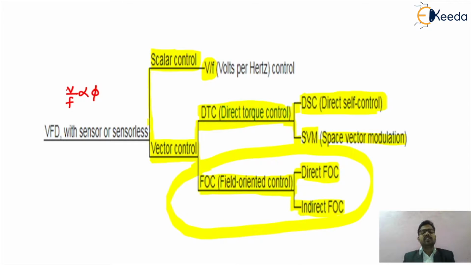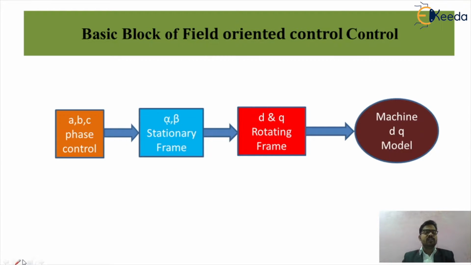because from the previous videos we have already discussed the scalar control and the direct torque control. Now we can concentrate on the field oriented control of the induction motor drive. So friends, let's begin with the different concepts of the field oriented control scheme of the industrial drive. First of all we can understand the basic block diagram of field oriented control.